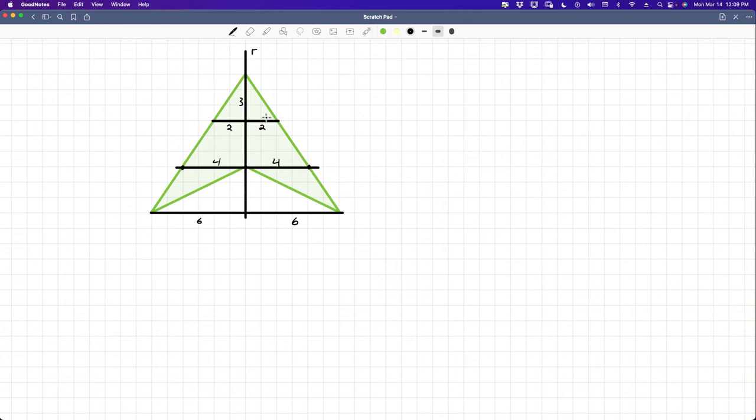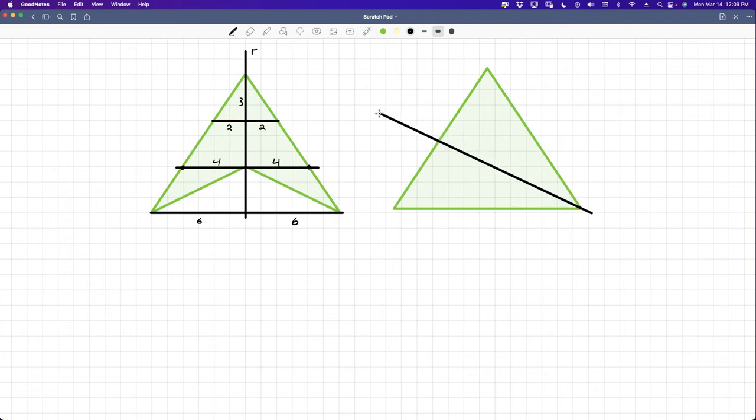So a figure can have more than one line of symmetry. How is that possible? Let's draw a shape and show you. So for instance, if I were to have an equilateral triangle, if I can get it to draw correctly, here we go. So if this were an equilateral triangle, then that would mean that I would have an axis of symmetry here, or a line of symmetry.